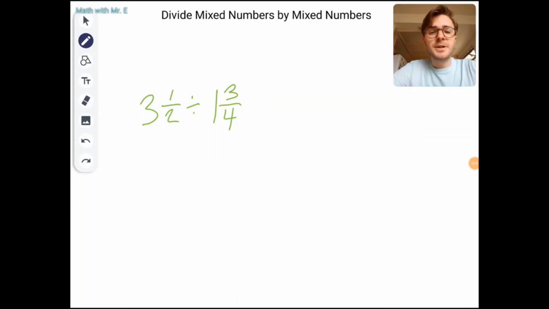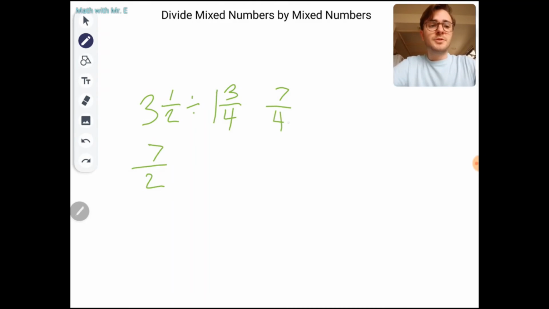Hey guys, so in this one we're going to take a look at how we can divide a mixed number by another mixed number. As usual, we're first going to want to change that mixed number into an improper fraction. So we'll go ahead and multiply 3 times 2, which is 6, and we'll add the numerator of 1, which makes it 7, and we keep the denominator, so that's 7/2. On the other side, we've got 1 times 4 is 4, plus 3 is 7, and that'll be 7/4. But we want to multiply by the reciprocal, so the reciprocal of 7/4 would be 4/7.